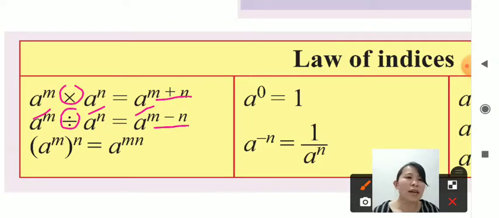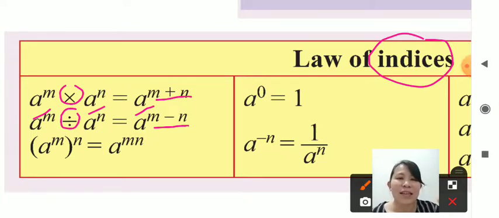Just in case you get confused, indices is the plural form of index. So very different, yeah. Index becomes indices. Okay, the next one is easy. If you see bracket, it means to multiply. Okay, a to the power of m, then bracket n. So you just multiply m with n, we get a to the power of mn.